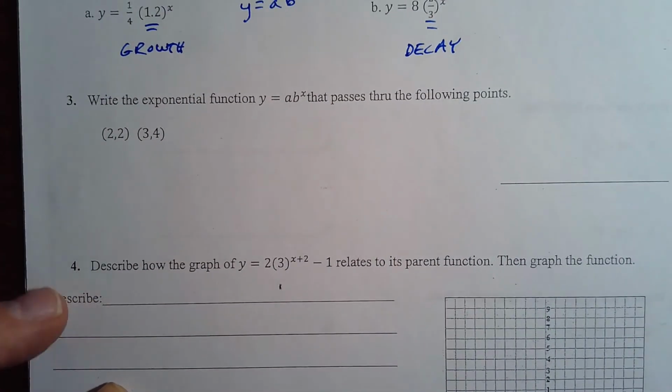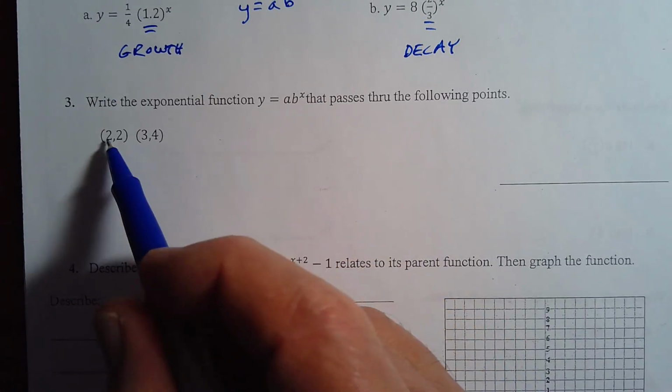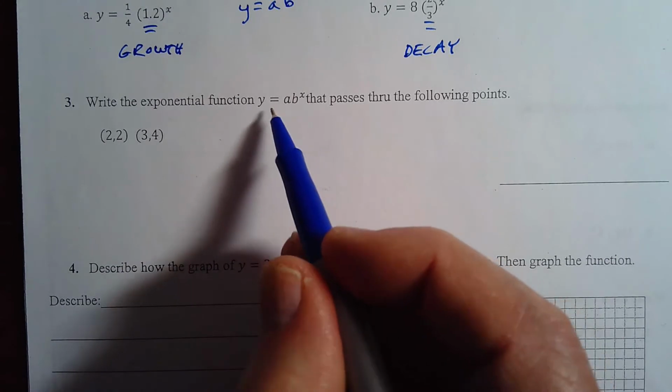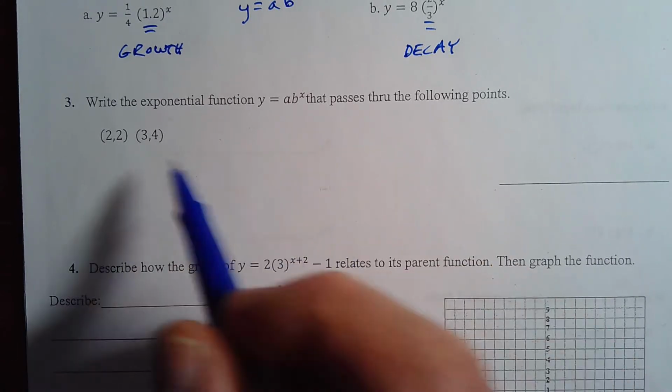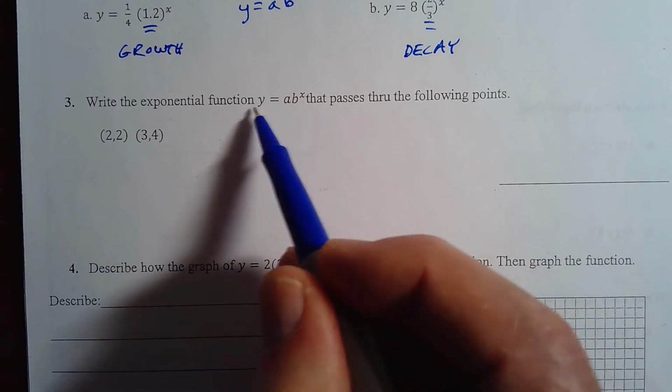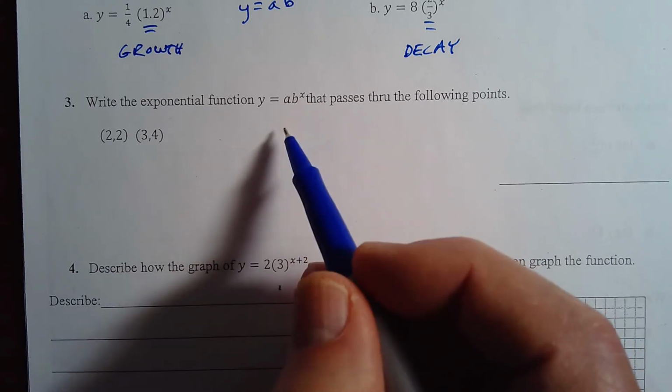Problem number 3 here. We're going to use these ordered pairs to generate a couple of different equations with A and B so that we can figure them out. Right now we got 4 letters and just one equation, so that's not going to help us sort out what A and B actually are.